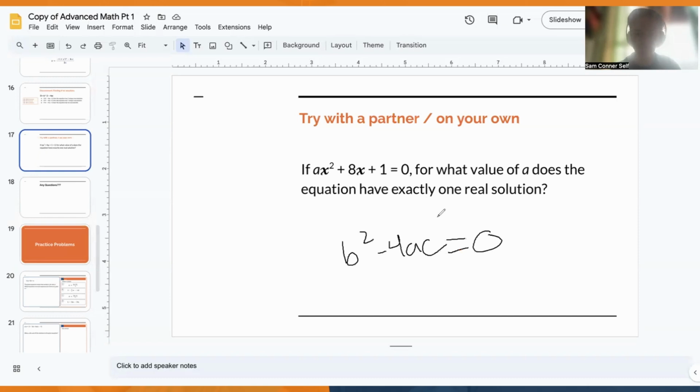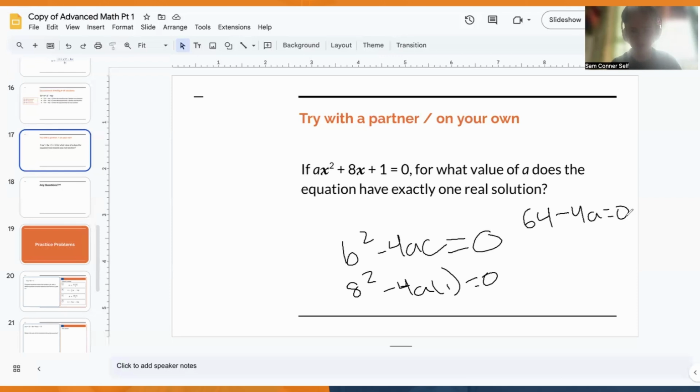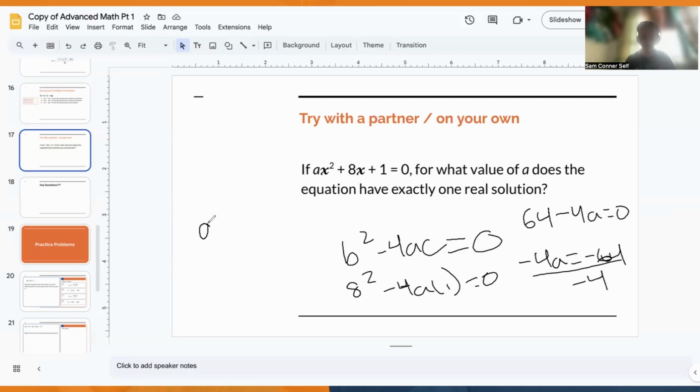And then they give us a, b, and c, so we're going to plug those in. So it's going to be 8 squared minus 4a times 1 is equal to 0. And then we can solve. So 8 squared is 64, minus 4a is equal to 0. And then we're going to subtract 64 from both sides to get negative 4a is equal to negative 64. And then we're going to divide both sides by negative 4 to get a is equal to negative.